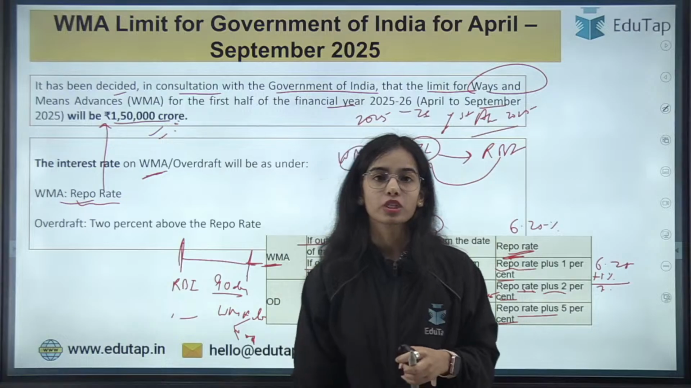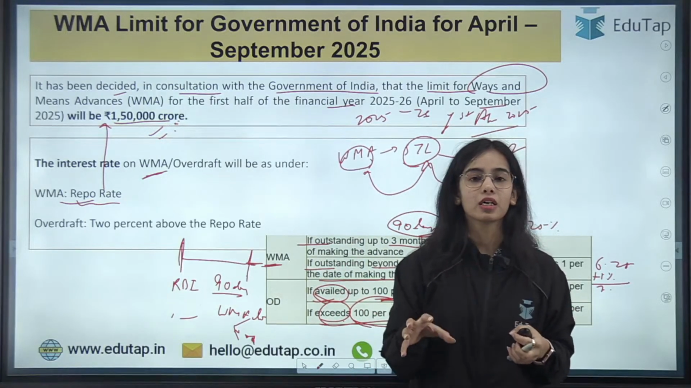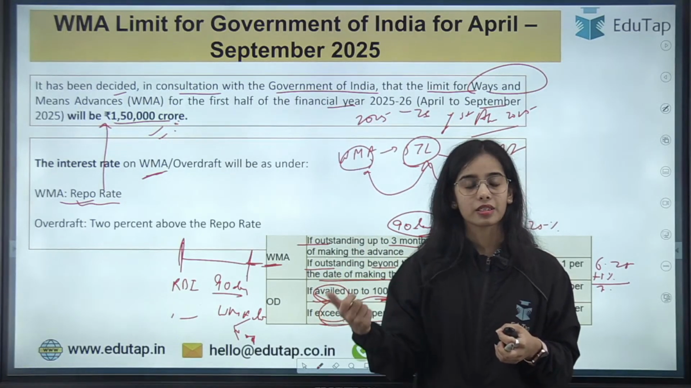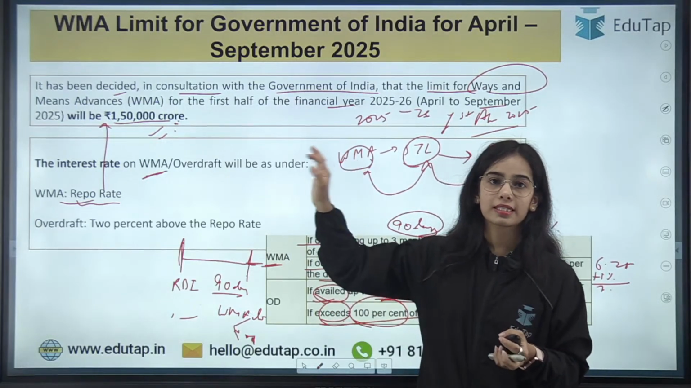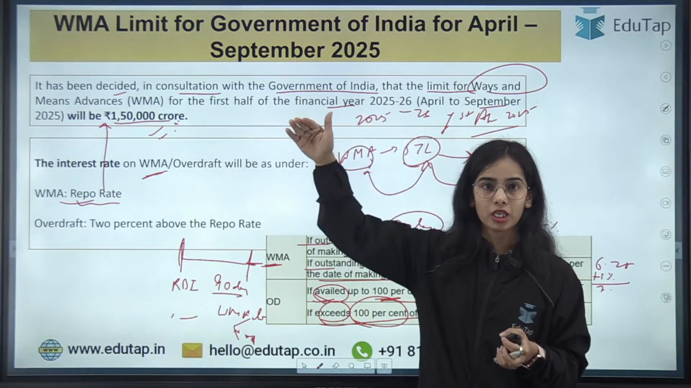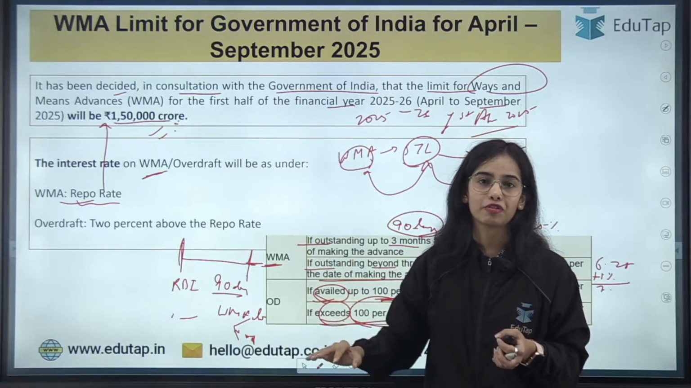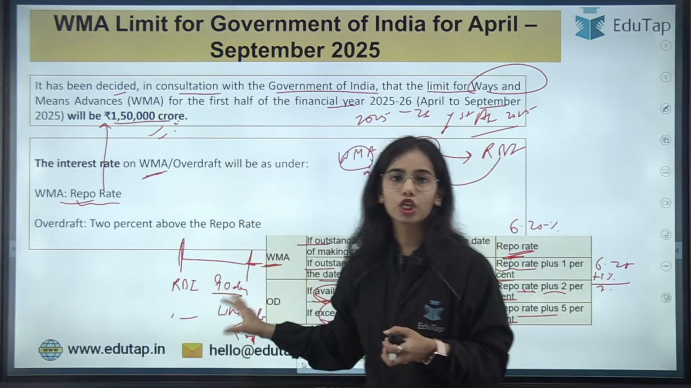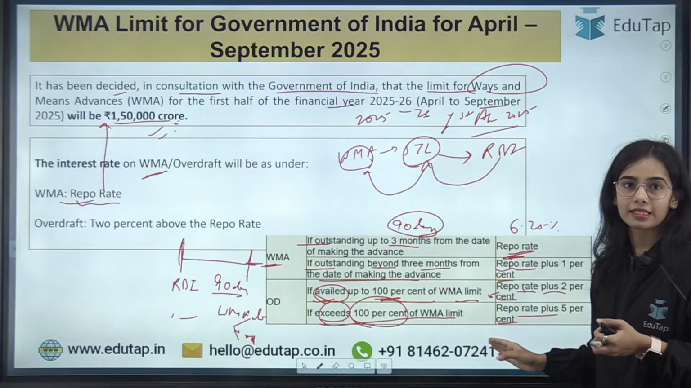No, this is not the same for the states. For the states, different limits are released by the Reserve Bank of India. So this is the limit for the Government of India, for the union government. For the state governments, there are different limits that the RBI releases. Okay, so I hope this is clear. Any confusion anyone has in this?